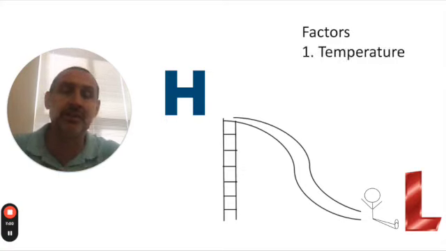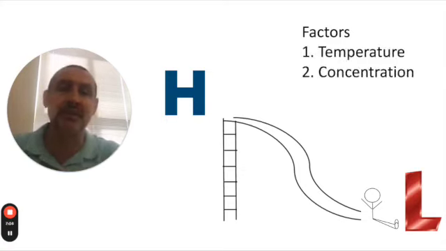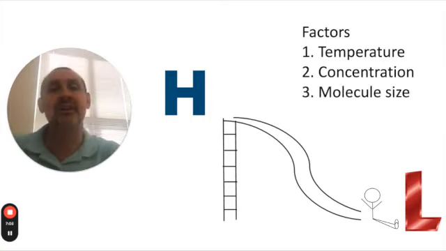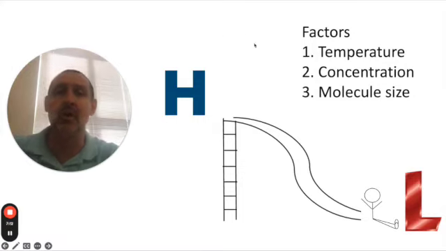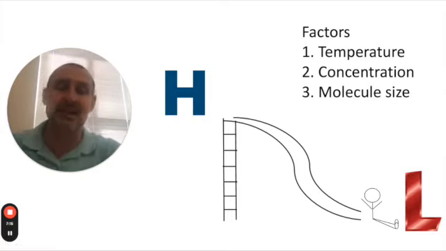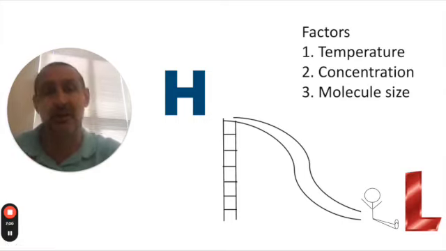Now, there are some factors that will influence diffusion. For example, increased temperature will increase the rate of diffusion. And increased concentration, it's kind of like making this ladder taller, will increase that movement. And then the molecule size. Smaller molecules are easier to diffuse than larger molecules.